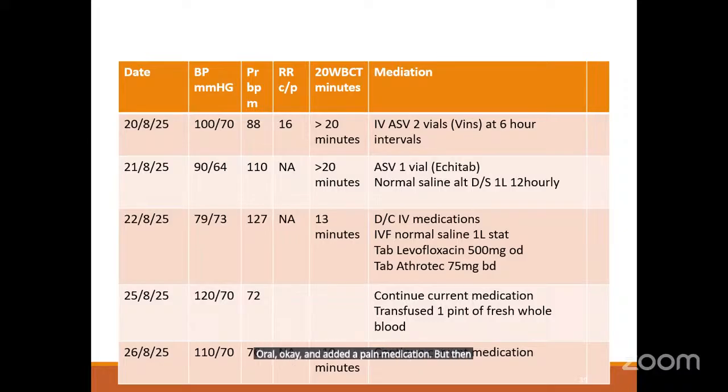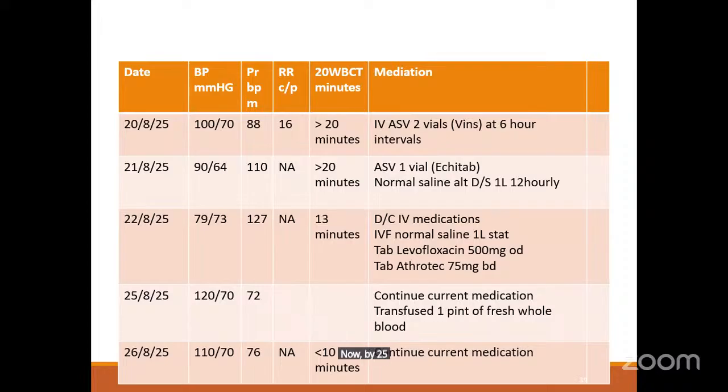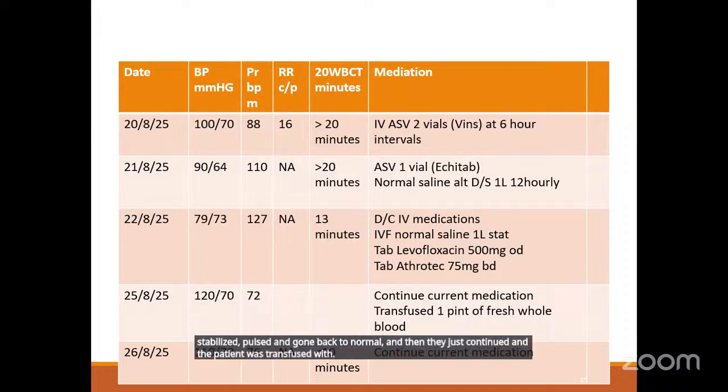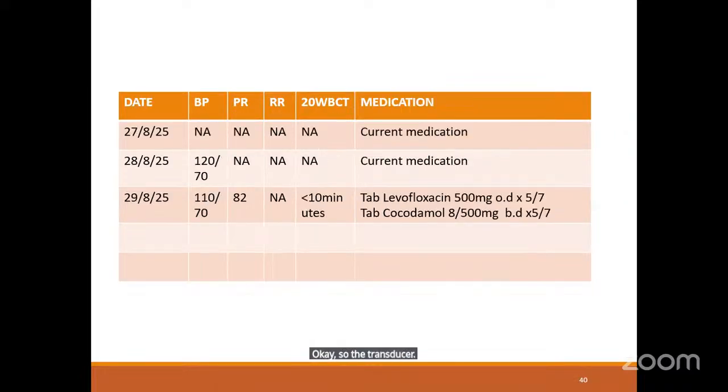But then her 20-minute whole blood clotting test had dropped to 30 minutes, so showing that it was returning to normal. Okay. Now by 25th, on the 4th day, her BP had stabilized, pulse rate had gone back to normal, and then they just continued. And the patient was transfused with 1 pint of fresh whole blood, because fresh whole blood contains platelets. Okay, so they transfused that. Now, by 29th, the 20-minute whole blood clotting test was now less than 10 minutes. Okay, and the patient was on levofloxacin and cocodamol.